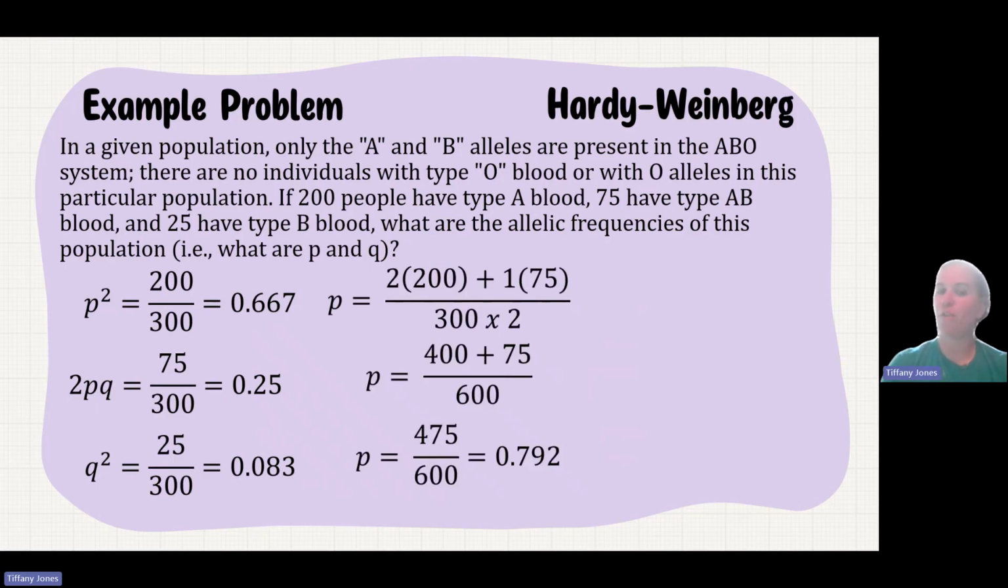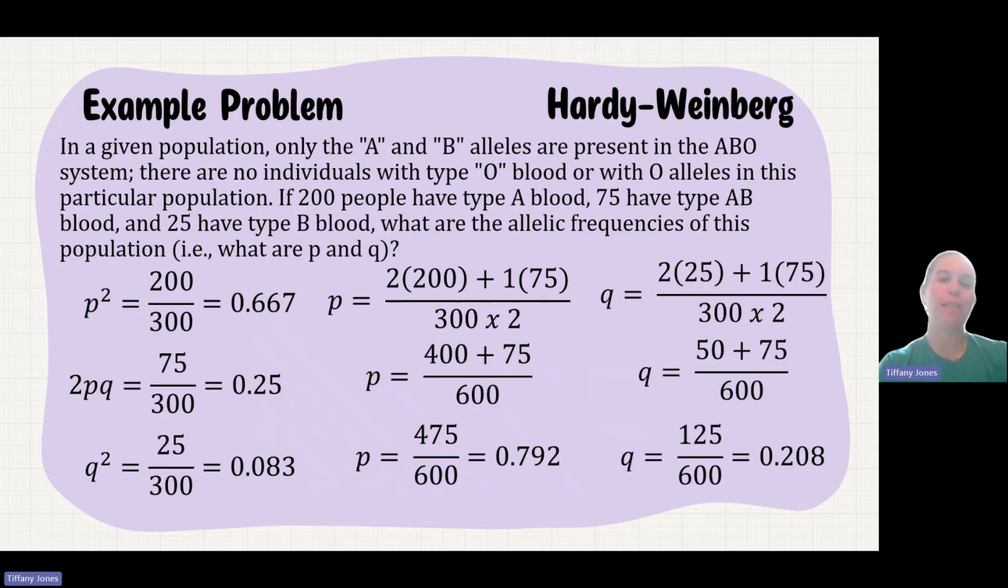So the same thing when I solve for my P: I'm going to do 2 times the number of individuals that are homozygous dominant, so 2 times the type A, plus the number that are heterozygous, so AB. That would give me 400, because 2 times 200 is 400. 1 times 75 is 75, divided by 600. And then I add those together, which gave me 475 divided by 600, which gives me 0.792.